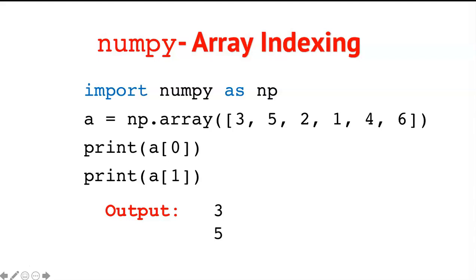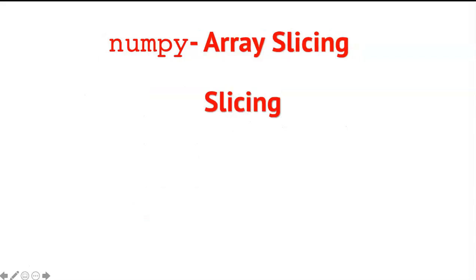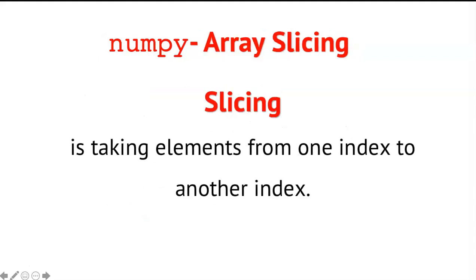Now we'll see slicing in an array. Slicing is taking elements from one index to another index. For example, a of 1:4. That means the values will start from index number 1 and will go up to index number 3. And remember, it will not return the value at index number 4. It will go up to 4 minus 1, that is 3.